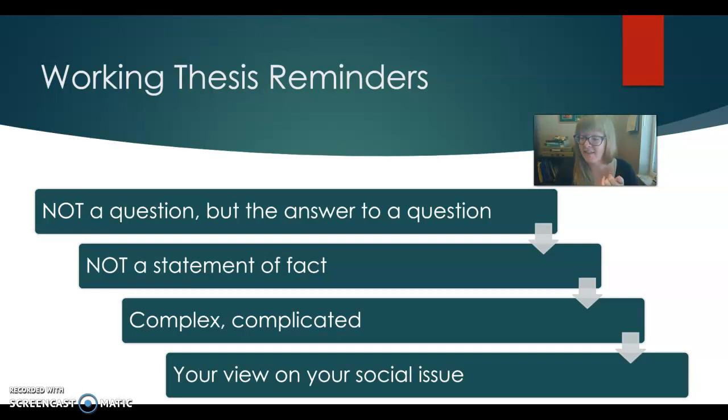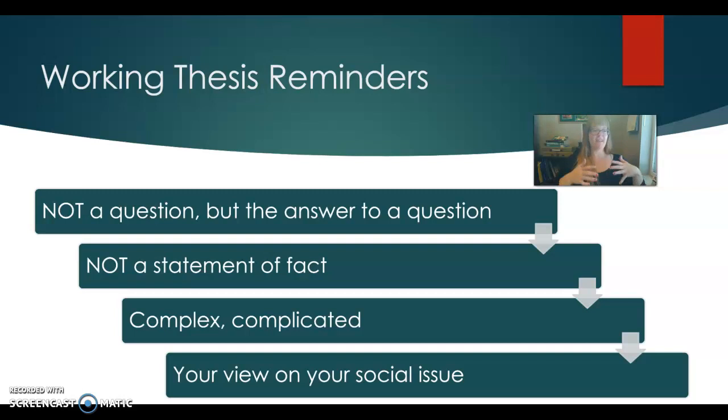It's not a statement of fact. So your thesis is not something that is simply agreed upon by everyone. It is not a fact. It needs to be complex, it needs to be complicated, and it needs to provide your view on this social issue, but driven by your research question. So if you're kind of confused on what this means or how to form a thesis, go back to your research question, and then, given what you know now, answer your question.